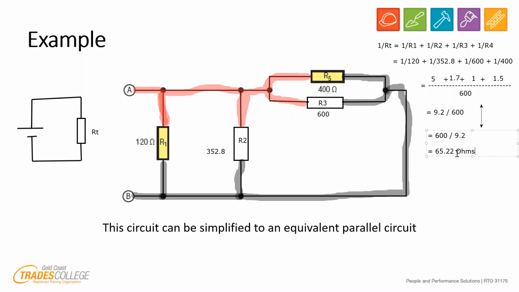Let's just do the check. 65 ohms is our RT total over here. Is it smaller than the smallest resistor, 65.22? Yes, it is, because the smallest resistor is 120. So we've got what was quite a complicated looking circuit, and we've been able to simplify it into something that looks like that.